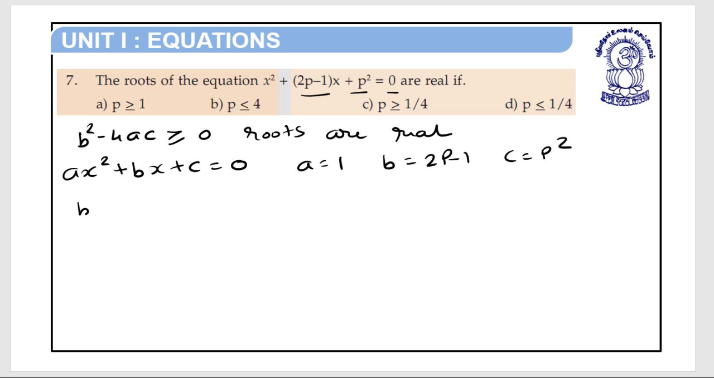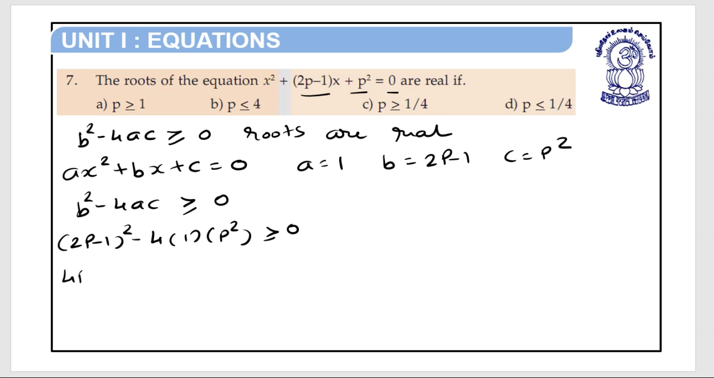Now take b square minus 4ac greater than or equal to 0. b square is (2p minus 1) square, minus 4 into a is 1, c is p square, greater than or equal to 0. So 4p square minus 4p plus 1 minus 4p square greater than or equal to 0. Plus and minus 4p square cancel. So minus 4p plus 1 greater than or equal to 0.